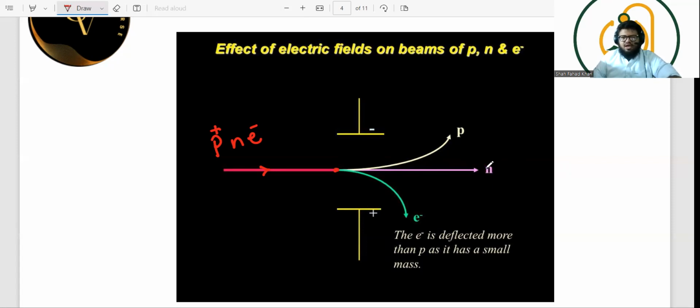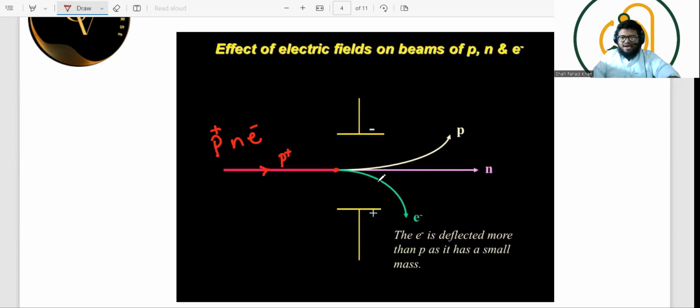will pass straight. But protons being positively charged, and you guys know that unlike charges always attract one another, these protons being positively charged would be attracted towards the negative plate. And so the beam is going to move upwards. What about the electrons? Electrons being negatively charged would be attracted towards the opposite plate, meaning the positive plate. So they'll be attracted towards the positive plate and the beam will be deflected towards the positive plate.